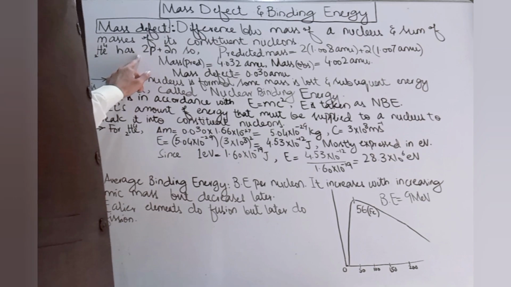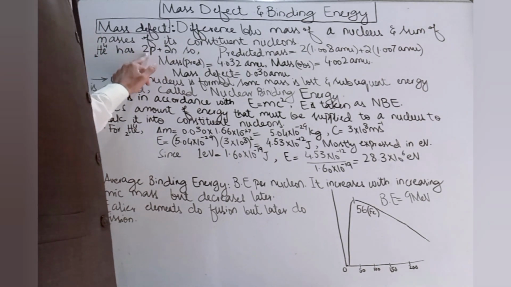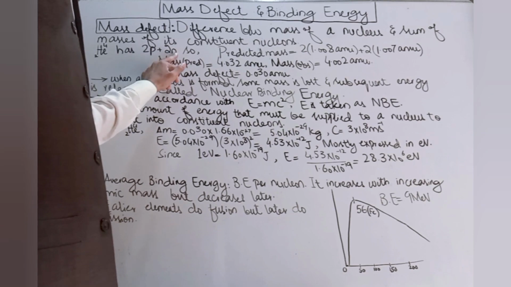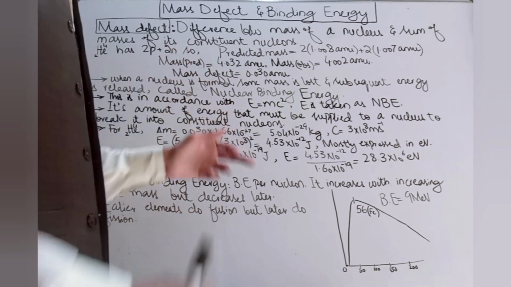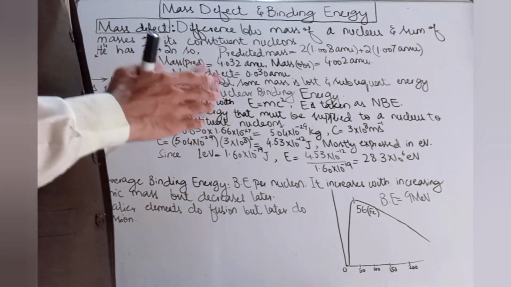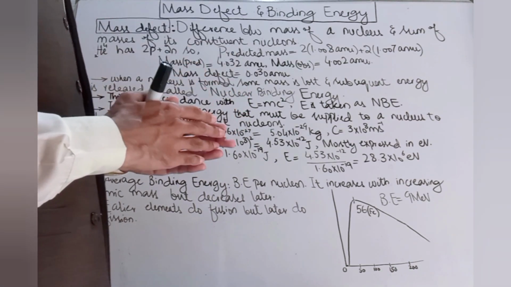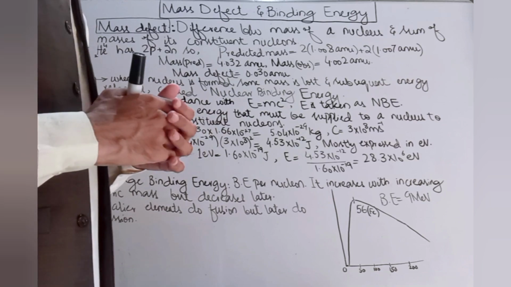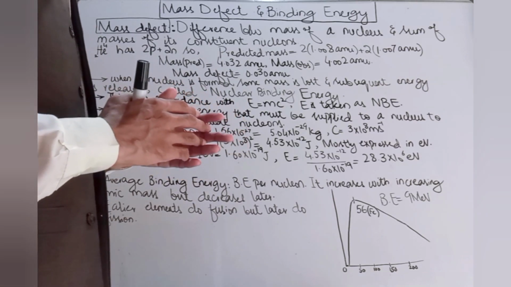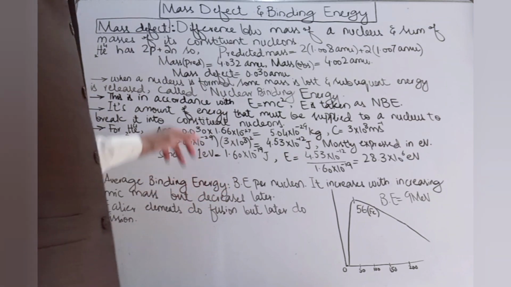If we take the example of helium-2, this isotope has 2 protons and 2 neutrons. So it is assumed that the sum of the masses of the 2 protons and 2 neutrons must be equal to the observed mass of the helium-2 nuclei. But when we look at the data, the fact is different from our assumption.